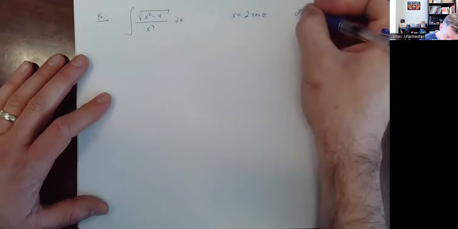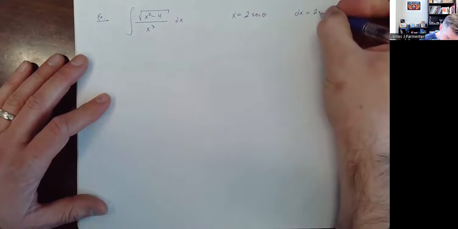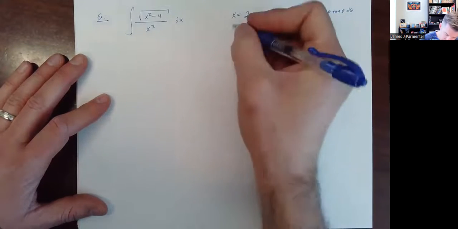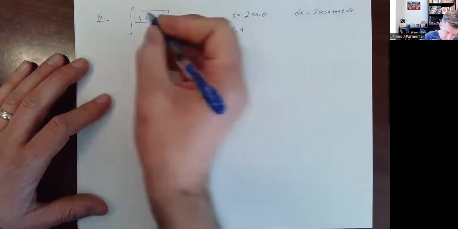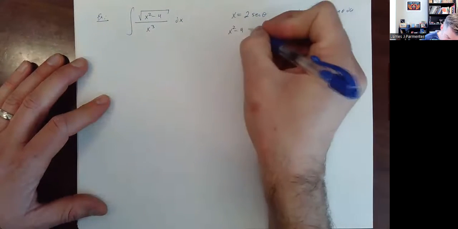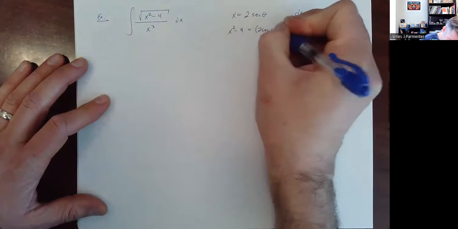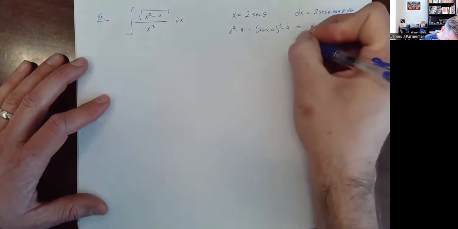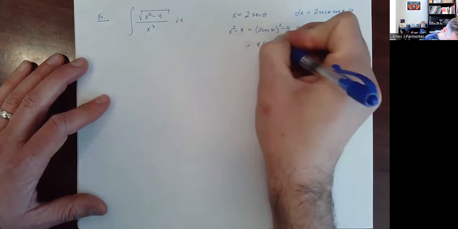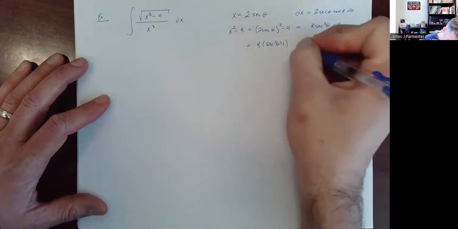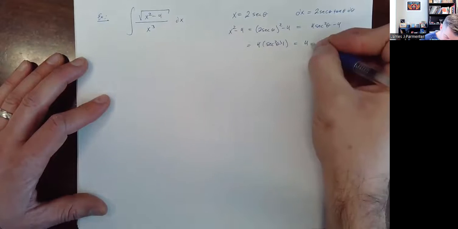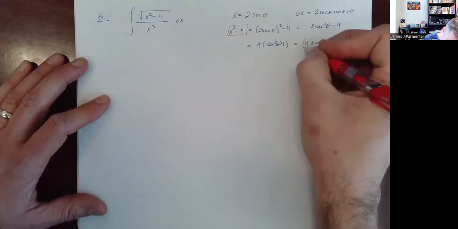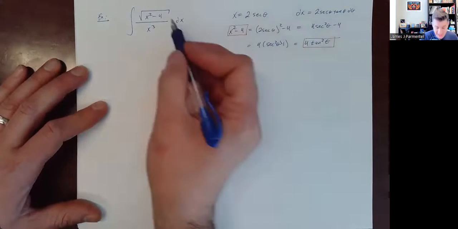I need two things. I need the dx. That's going to be the derivative of secant theta, which is secant theta tangent theta, d theta. And then I also like to write the trig identity. So I know that x squared minus 4, I'm just trying to replace what's inside the square root here. x squared minus 4 is 2 secant theta squared minus 4, which is 4 secant squared theta minus 4. Factor out the 4, secant squared theta minus 1, and that's equal to 4 tangent squared theta. So x squared minus 4 equals 4 tangent squared theta, and that's what's going to go inside the radical there.